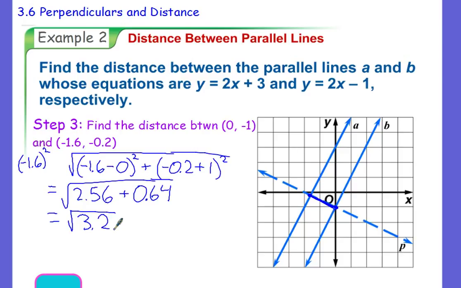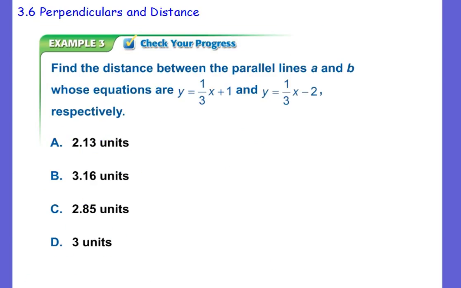Let's go ahead and take the square root of 3.2. And that gives us approximately a distance of, let's go with 2 decimal places, so 1.79. So the distance between these parallel lines here is approximately 1.79 units long. Did we get it right? Let me check it. I don't think y'all can see it. We did 1.79.